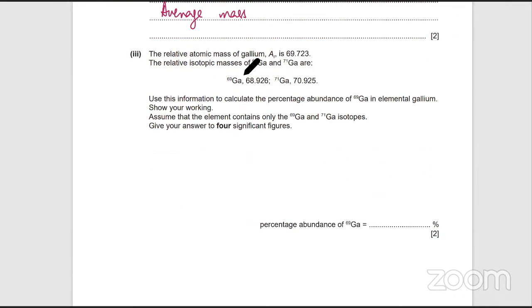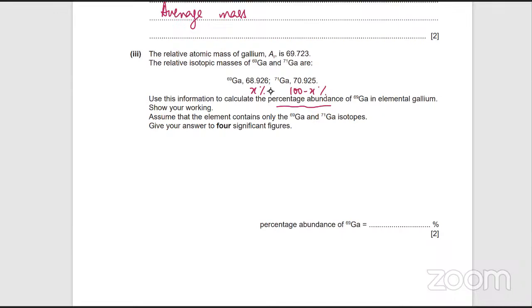Now this one. The Ar is already given. Ga has 2 isotopes, and both isotopes' masses are given. So percentage abundance: if this is X%, he's looking for the percentage abundance. So the other one must be 100 minus X%. So if one is 20%, the other one must be 80%, right?